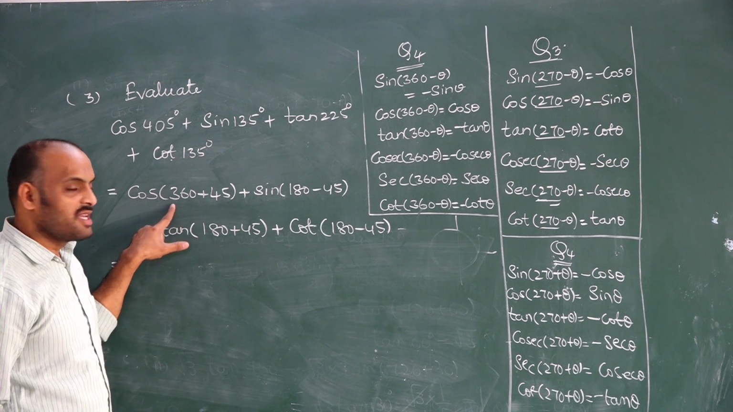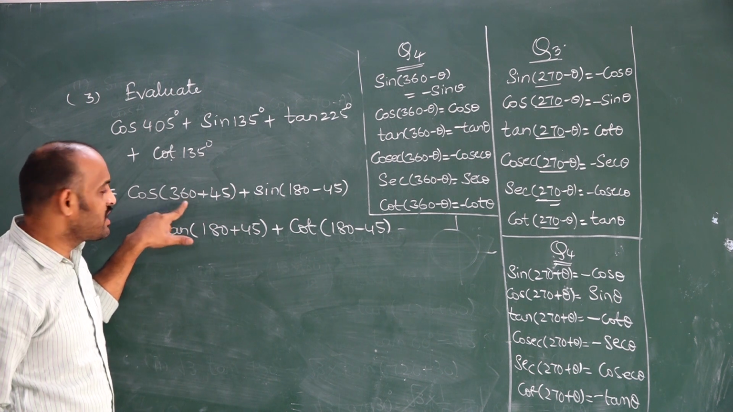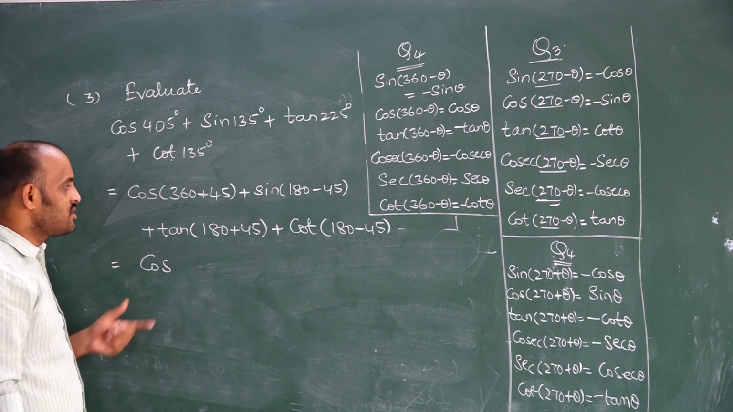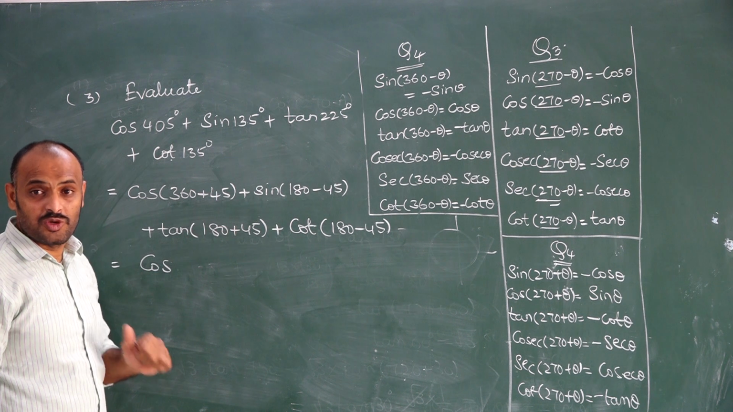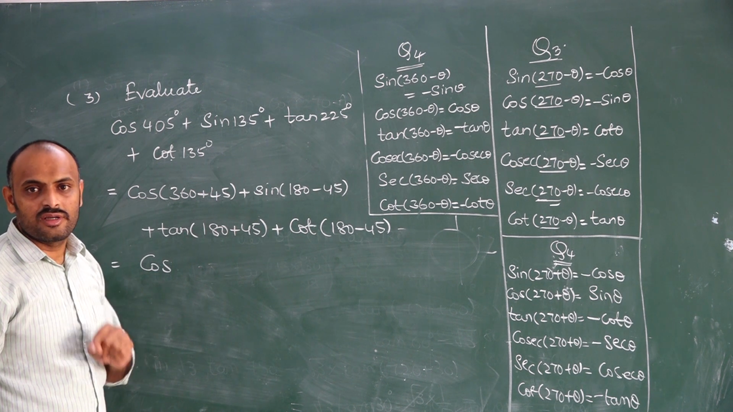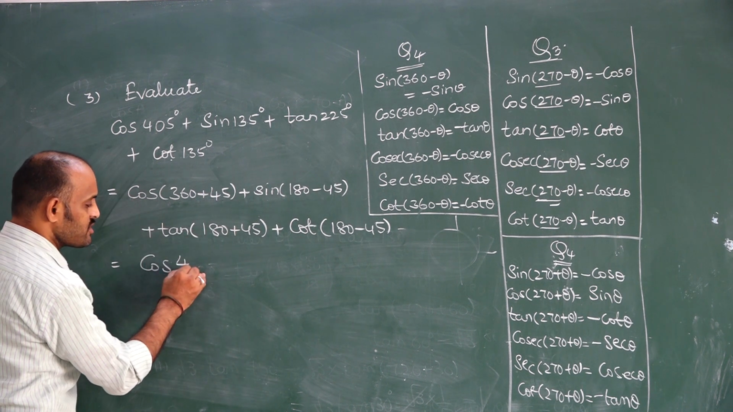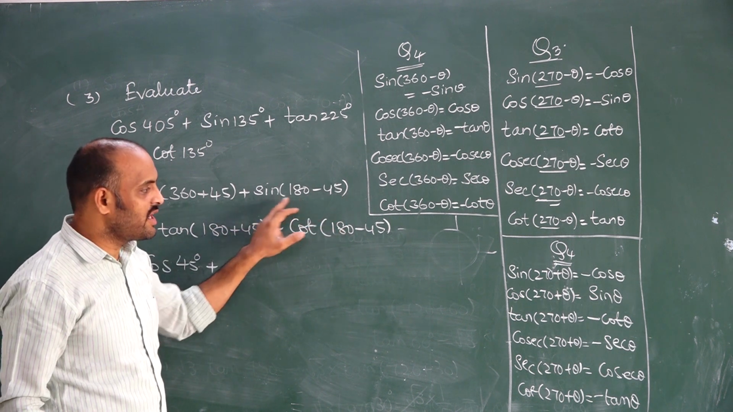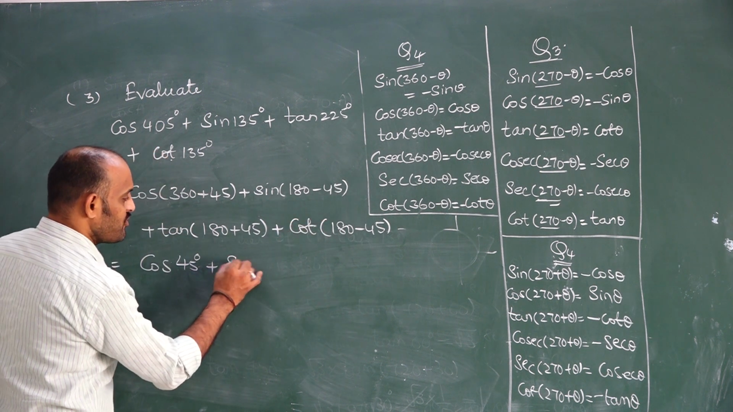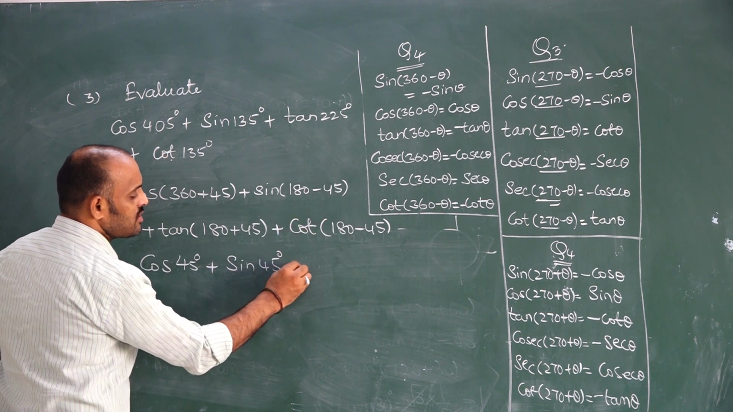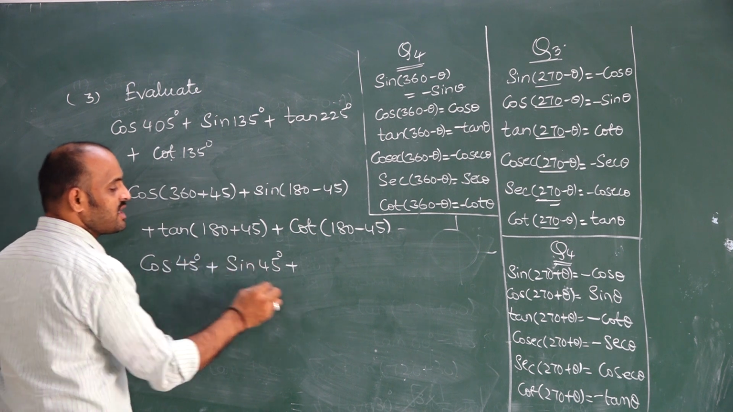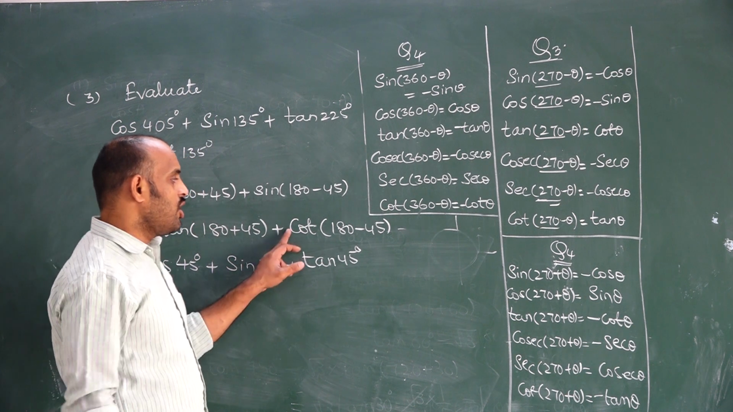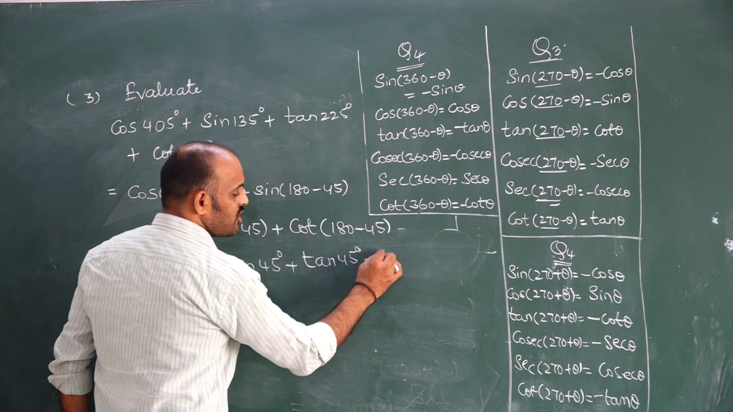See, 360 is an even multiple of 90. For even multiples of 90, cos remains the same. Cos remains cos. 360 plus theta, which quadrant? First quadrant. In quadrant 1, cos is positive, so cos 45 degrees. Sin of 180 minus theta is sin theta, so sin 45 degrees. Tan of 180 plus theta is tan theta, so tan 45 degrees. Cot of 180 minus theta is minus cot theta.